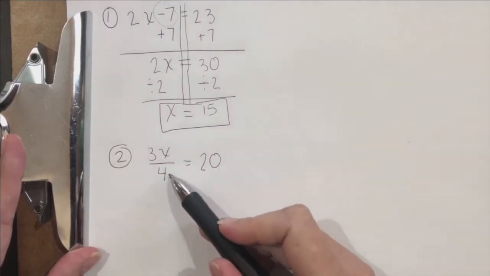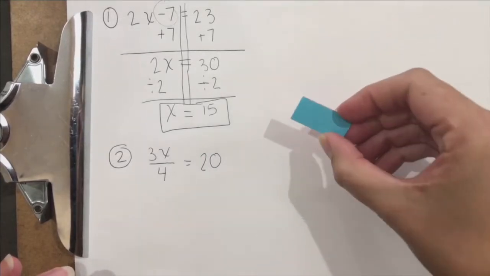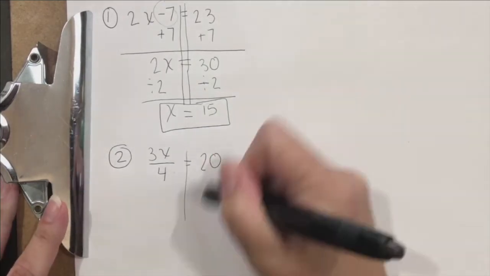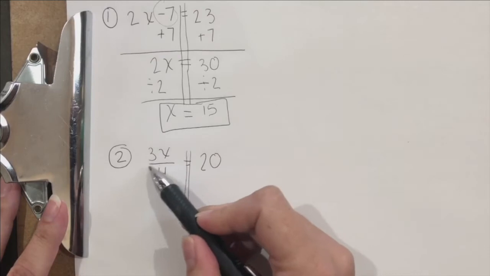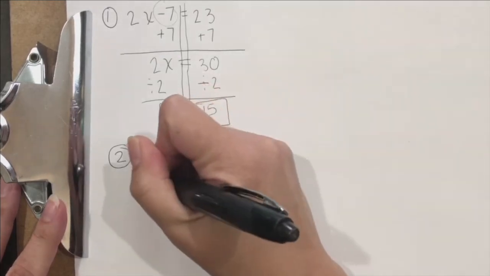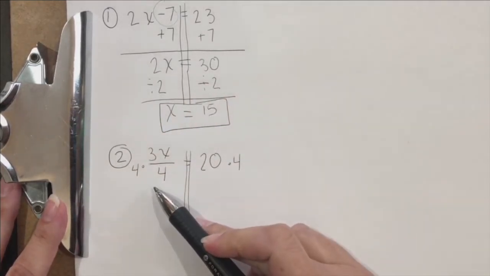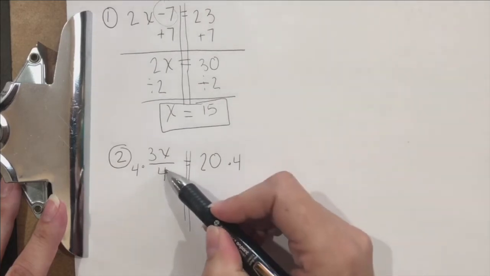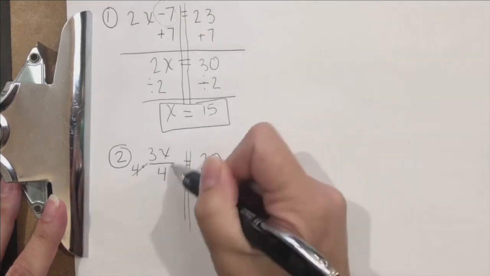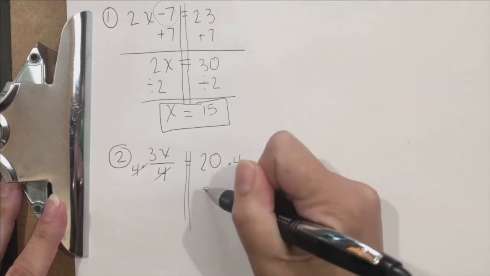This one is a little bit different because we have a fraction, and it's not so easy to represent fractions with algebra tiles. But if we use the same principle, if we have this thing being divided by 4, then we can multiply by 4 on both sides to get rid of it. We're using the inverse operation. So if this is divided by 4, we're going to multiply by 4 on both sides. That will cause that to be canceled out, and then 20 times 4 is 80.